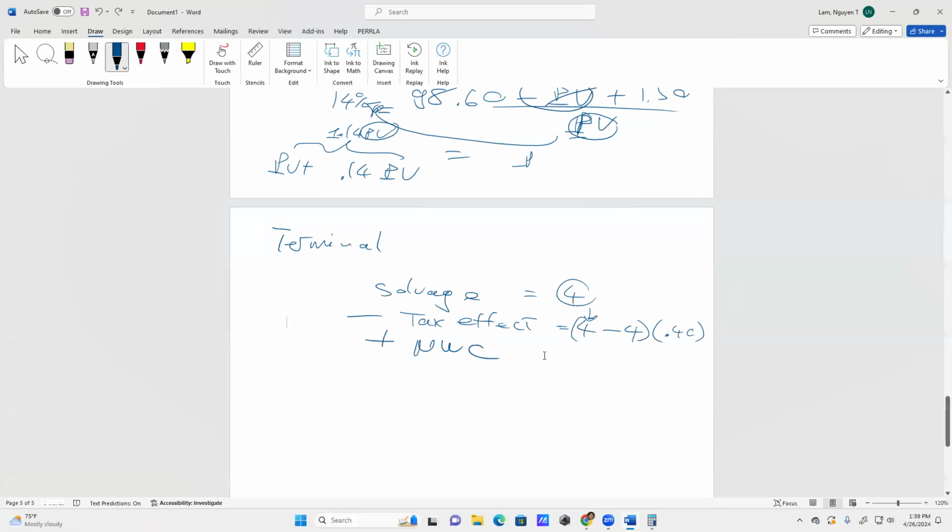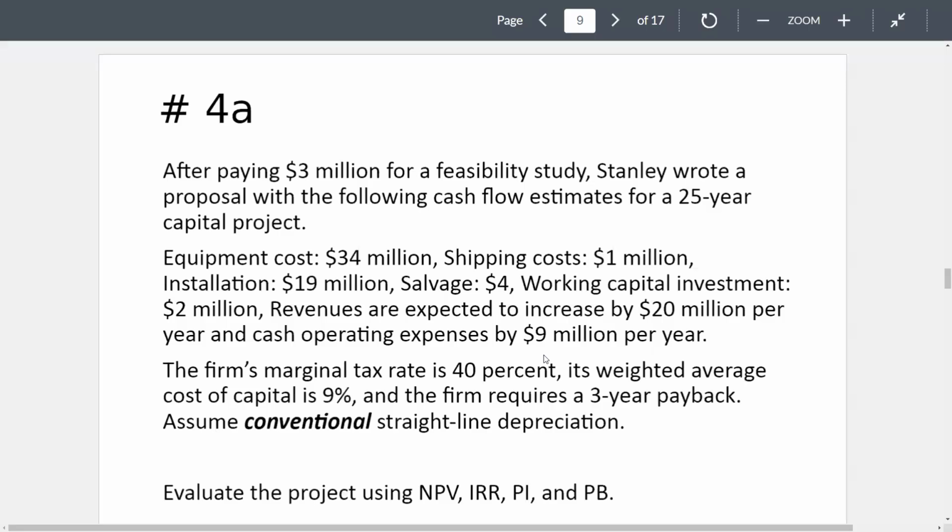Wait, so how do I find the book value if it doesn't say book value? For this one, it doesn't necessarily say book value. So how did you get the 4? That is because of this conventional. When it says conventional, the book value, if you don't see it, is going to be the same as the salvage value. That's the confusing part, right? So if it was simplified straight line, would the book value be 0? Yes, correct.